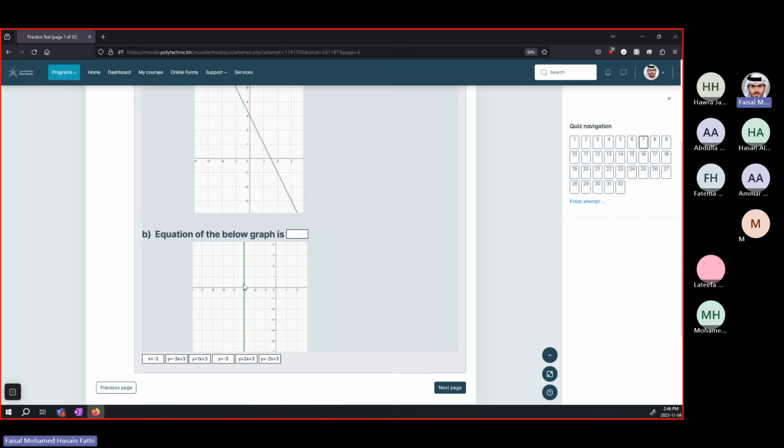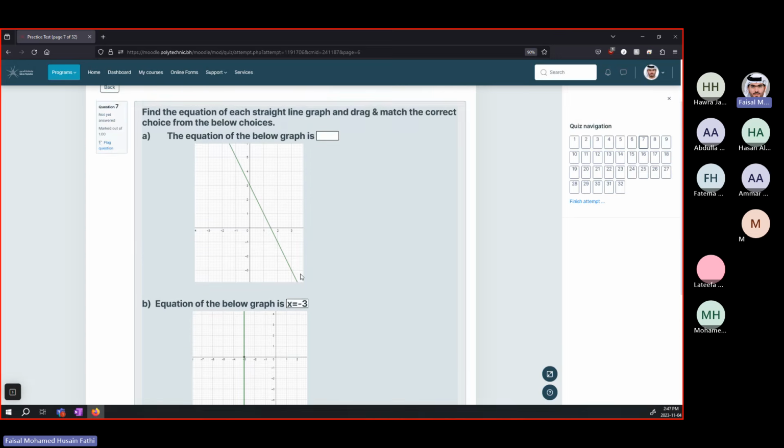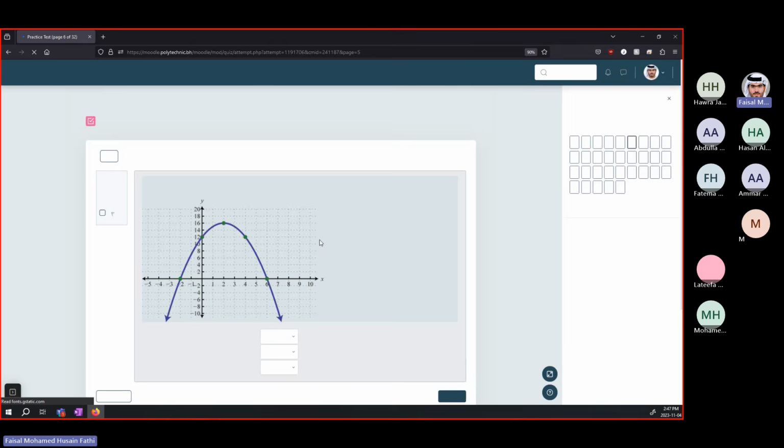It has to intersect the x axis. So where does it intersect? At x equals minus 3. So the answer is simply x equals minus 3. How do you know? You take 2 points, find the slope, all of that.